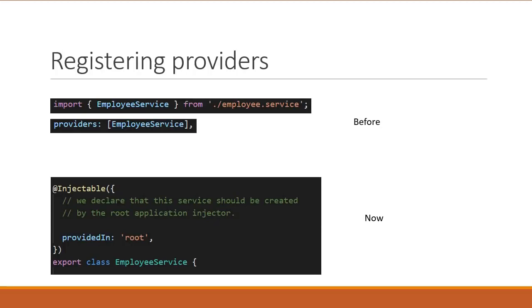providedIn here tells Angular that the root injector is responsible for creating an instance of the service. Services that are provided this way are automatically made available to the entire application and don't need to be listed in any particular module. So the next time you create a service, you can provide it in this particular way.